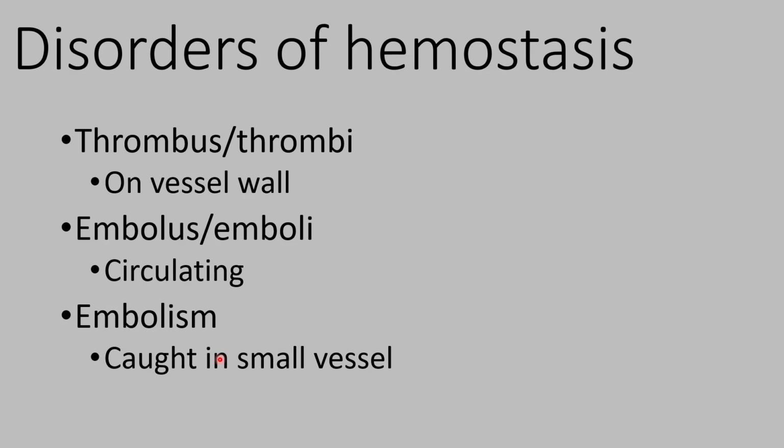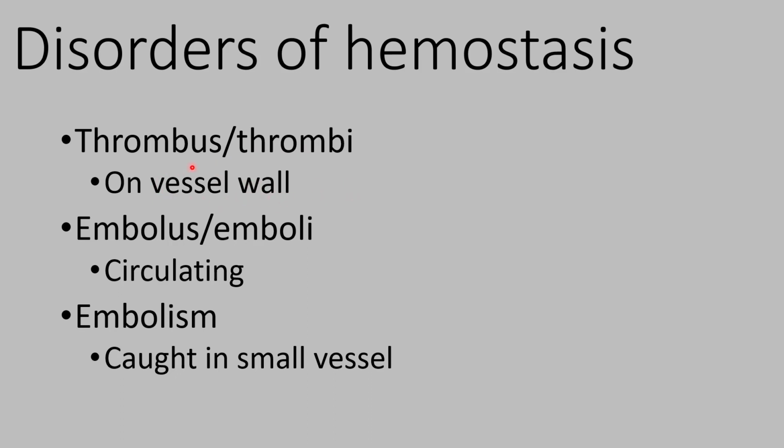So let's talk about some disorders of blood clotting. Well, sometimes there is something called a thrombus, or if there's more than one, we call them thrombi. Thrombus is one, thrombi is more than one. This is when there is a blood clot growing on the wall of a blood vessel.